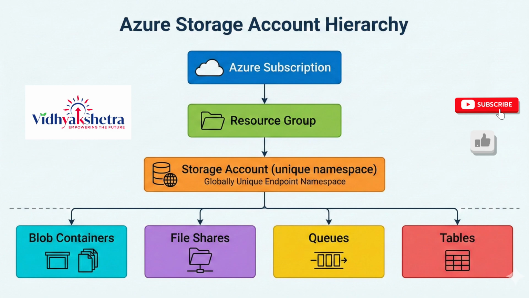Summary. So to summarize: subscription, billing and access boundary; resource group, logical folder for related resources; storage account, unique namespace containing all storage services; blob, files, queues, tables, the actual data storage components inside the storage account. This hierarchy ensures organization, scalability, and secure access when building real-world .NET Core or cloud applications.